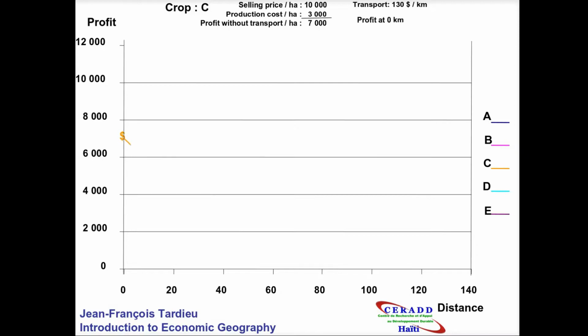At 20 kilometers, it will bring back 4,400. At 30 kilometers, it will bring back 3,100. At 40 kilometers, it will bring back 1,800. At 50 kilometers, 500. And at 54 kilometers, no more farmer will undertake this production since it will generate no profit.